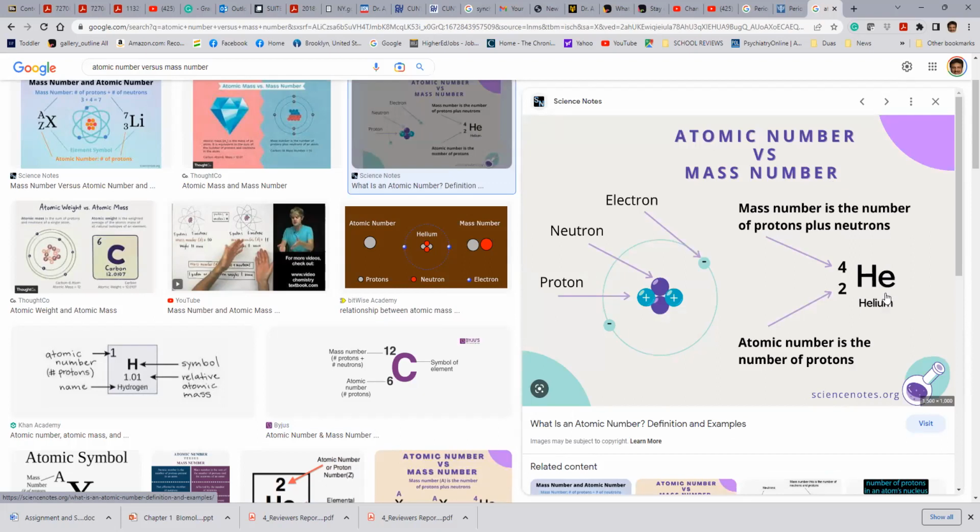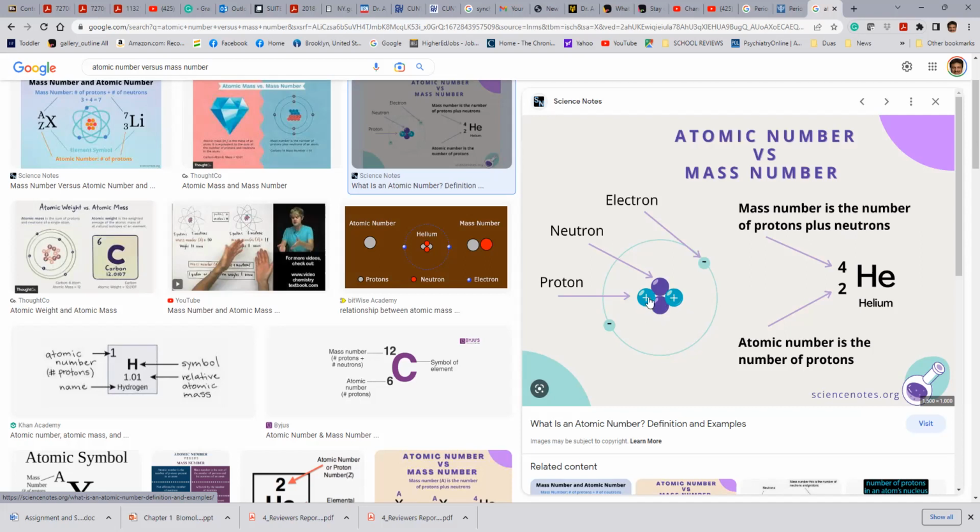This is the element helium, right? This is below hydrogen on the periodic table. Any atom is composed of two parts: a core part called the nucleus, and around this nucleus there are revolving electrons. Now pay attention here. The nucleus is made up of two particles, protons and neutrons.